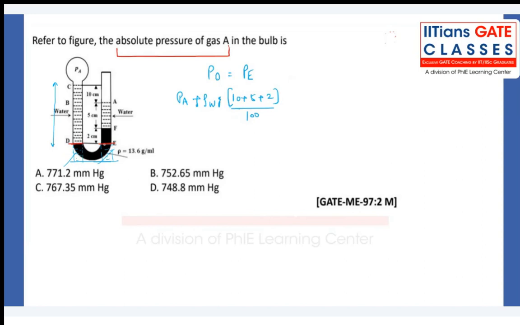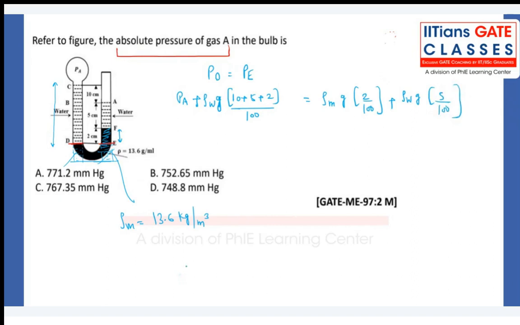Now, what is the density of this black color which is being shown? The density of the mercury they have given as 13.6 gram per milliliter. So you can convert to kilogram per meter cube, right? Now, rho m into g into this height, that is what we have taken, and that has to equal to whatever the height of this liquid, the black color, rho m g into height of that particular fluid, 2 centimeter, 2 divided by 100, plus further we are moving, pressure at this point E, rho of water g into height. What is that height? Once again 5 centimeters, so divided by 100.